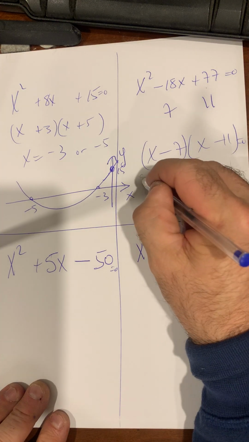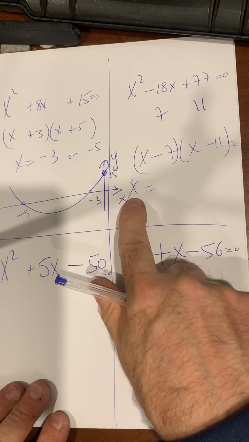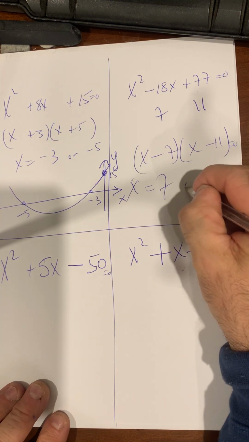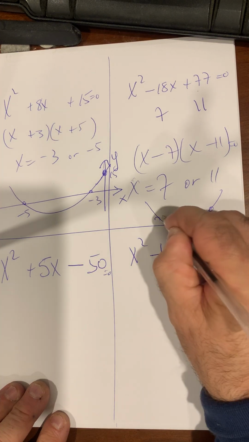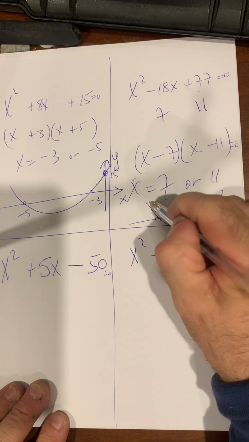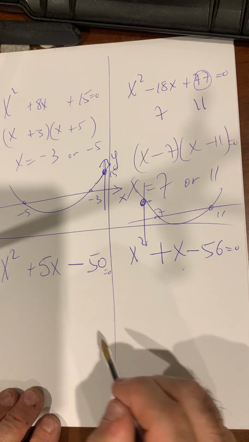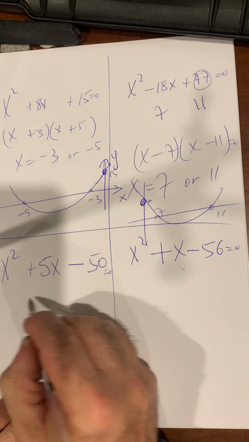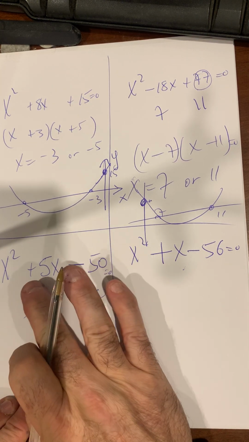Equals naught. My roots are, and I don't write the word, I can write it here, but the big word for roots is x equals 7 or 11. Boom, 11, 7, an x-axis, and a y-axis. How big is that? 77. Gap of 5. 5 and 10 are my numbers because they multiply to 50. It's mixed and it's dominated by positive.